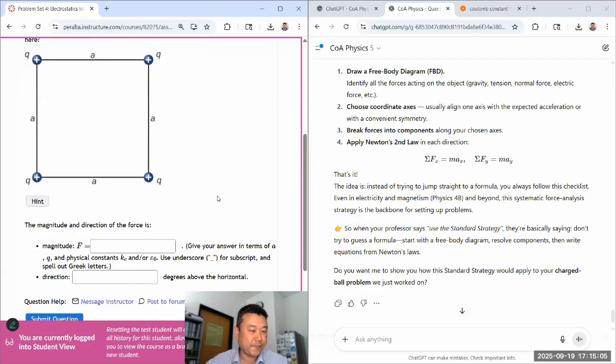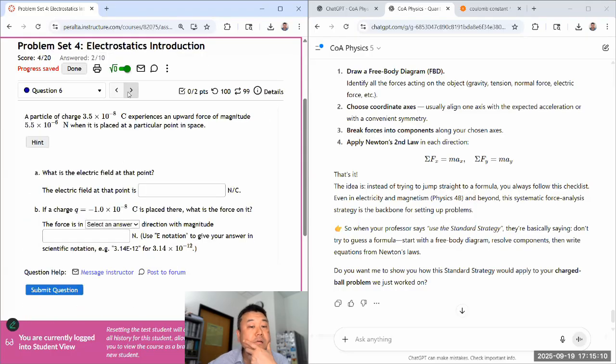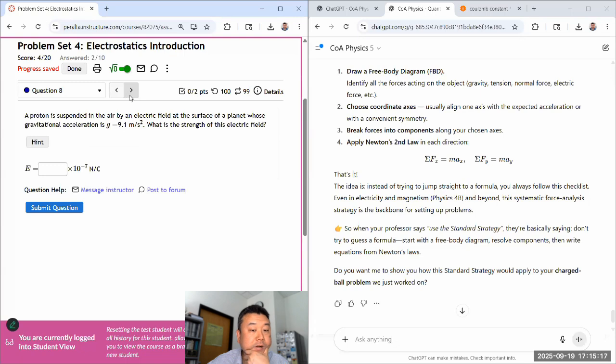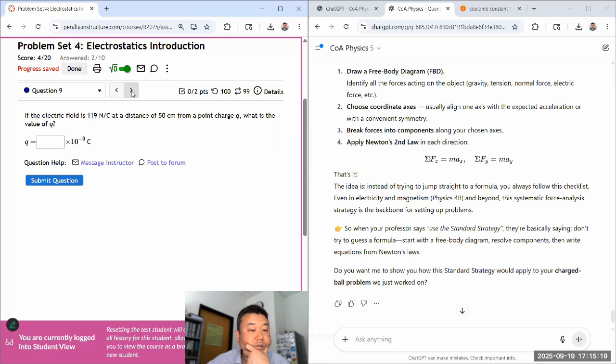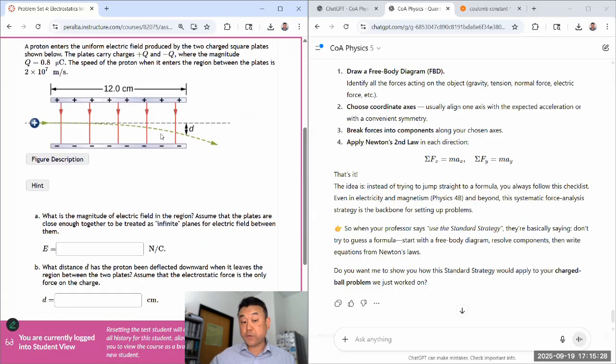Let's see. This feels a little bit close to the other question that we've done. There's a question where you have to use kinematics in addition to some of the electrostatics material. Maybe I can ask it that question. Yeah, it's this one. So let's do the electric field question: proton enters, plates carry charges.